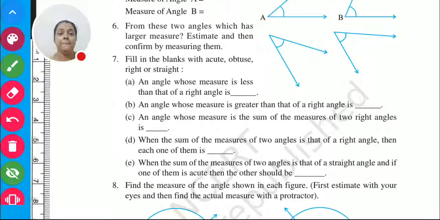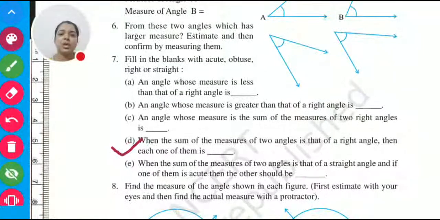Next, when the sum of the measures of two angles is that of a right angle, then each one of them will be, means when you want to make it 90 degree, which angles you are going to add up? Undoubtedly, can you add an obtuse angle and a right angle to make a right angle? Undoubtedly no. You have to add two acute angles to make a right angle. So here the answer is acute angle.